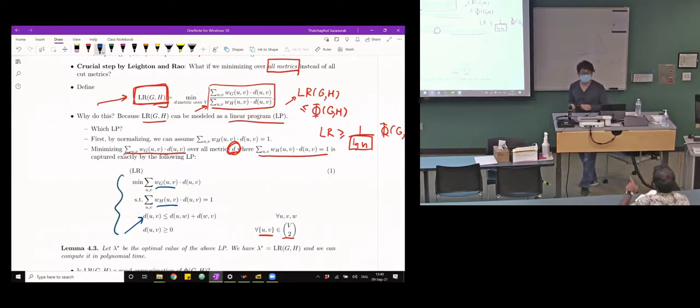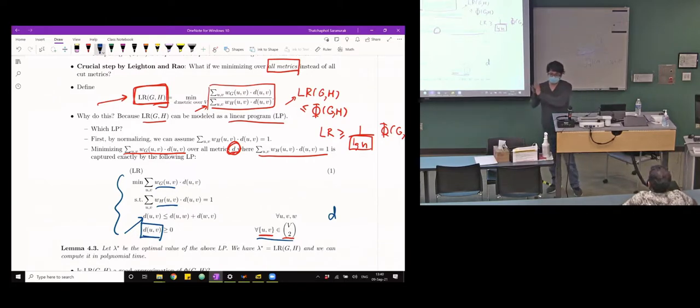We also want to specify D of UV equal to D of VU, right? Because I define the variables here to be indexed by unordered pairs. So I have only D of UV, and I don't have D of VU. So they are the same, by removing one of the variables.